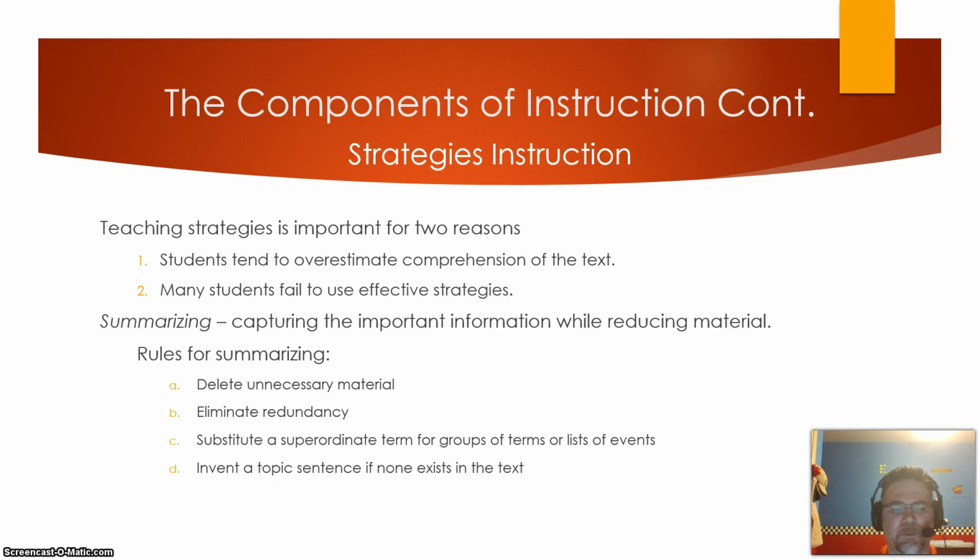The rules for summarizing are as follows. A. Delete unnecessary material. B. Eliminate redundancy. C. Substitute a superordinate term for groups of terms or lists of events. D. Invent a topic sentence if none exists in the text.